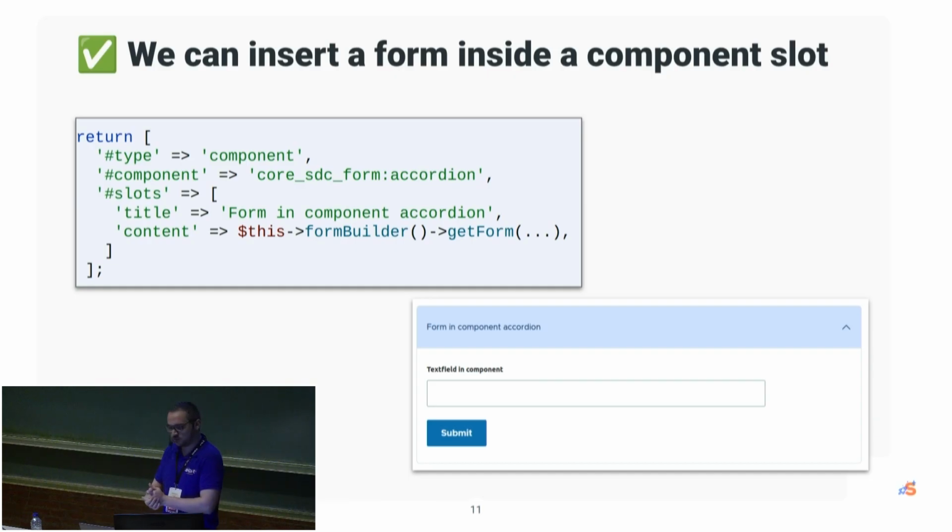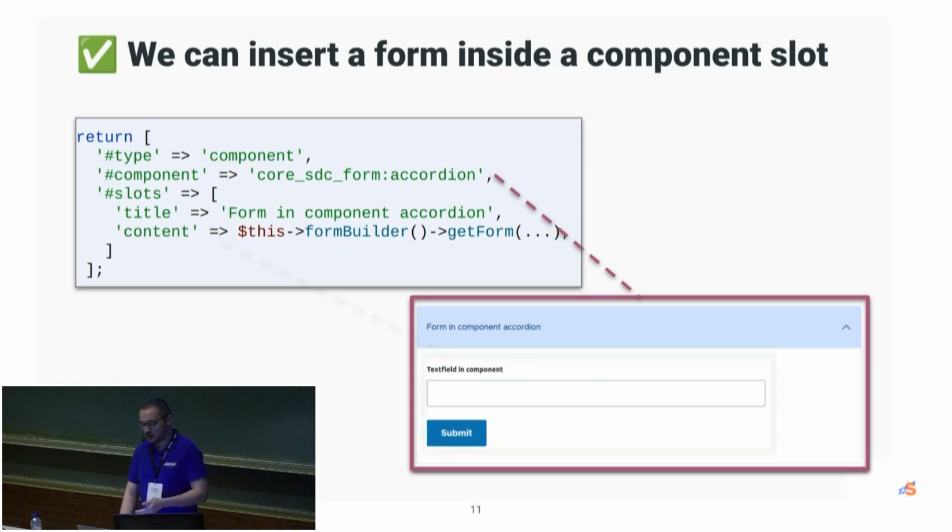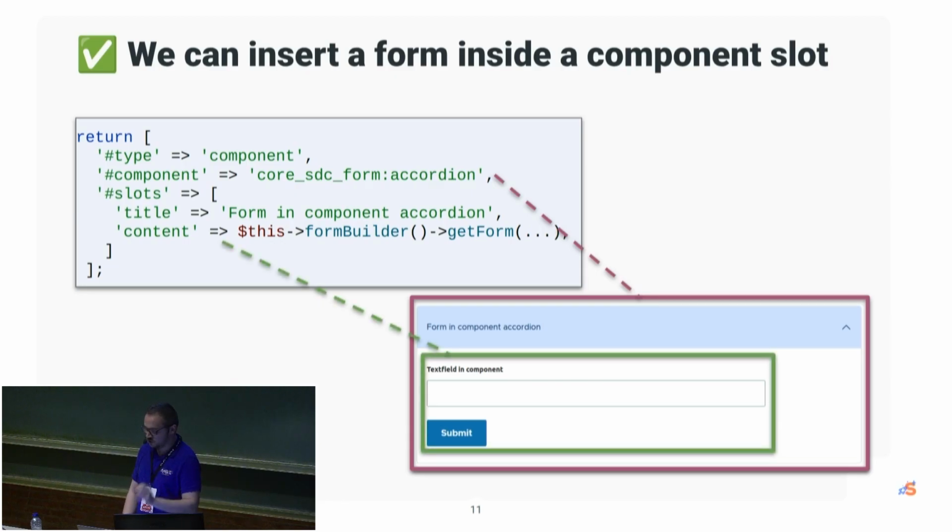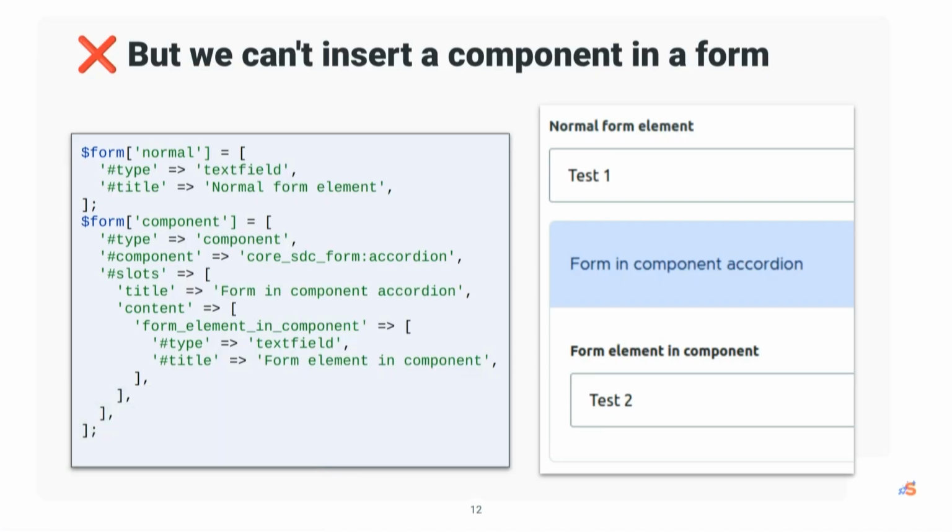Now, really, the focus of this presentation. Right now, without changing anything in Drupal core, we can insert a form inside a component slot. You have your component, you prepare your form, you build it, and you inject it inside the slots. It is rendered, it is processed, you can submit it, etc. Classic. It works perfectly. But what it can't do is mix, by using a component inside the form you are building and structuring.